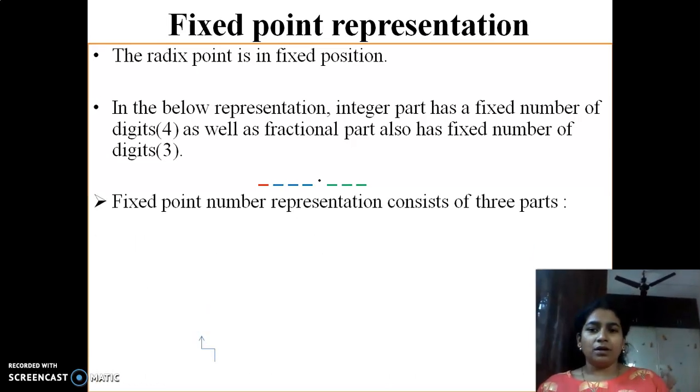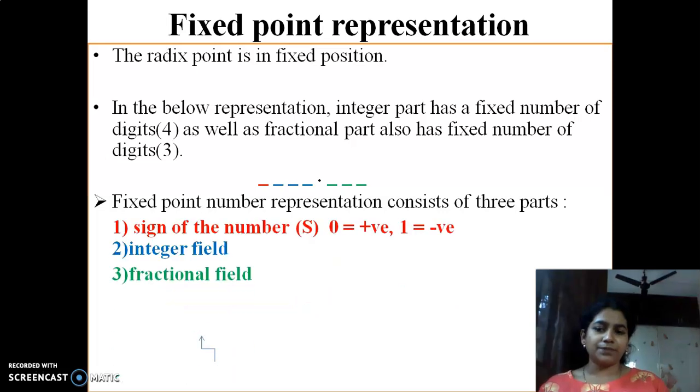Now this fixed point representation consists of 3 parts. Which are these 3 parts? There is the sign bit, the sign of the number. That means it can be either 0 or 1. If it is 0, the number is positive. If it is 1, the number is negative. Then we have the integer part. The integer part is after the sign bit and before the decimal point, and the fractional part is after the decimal point.